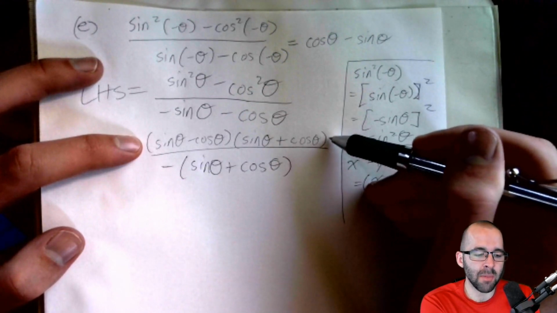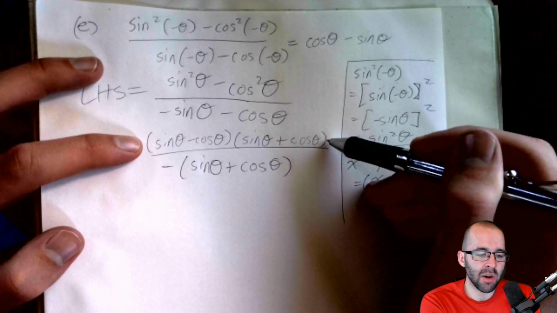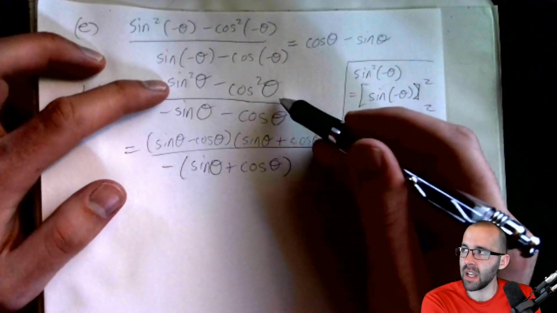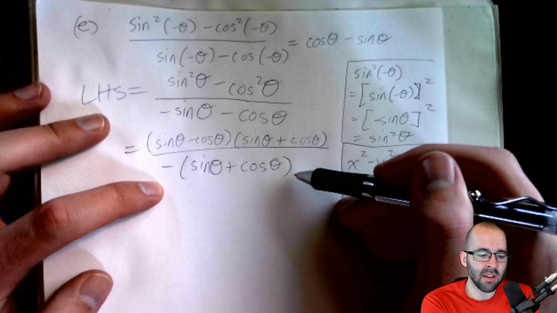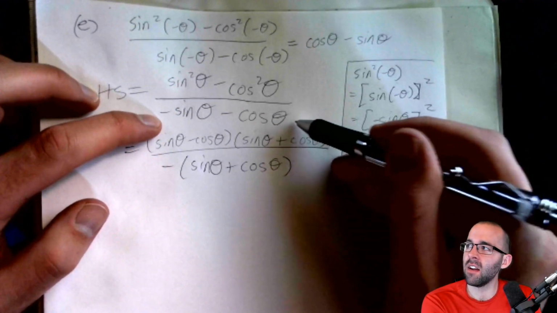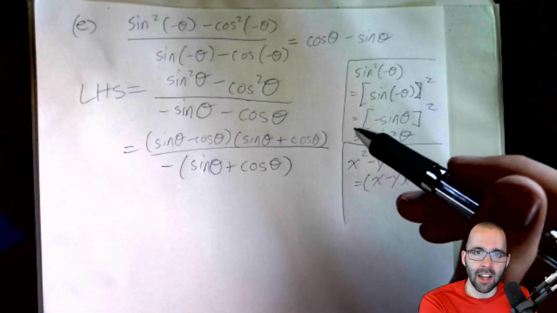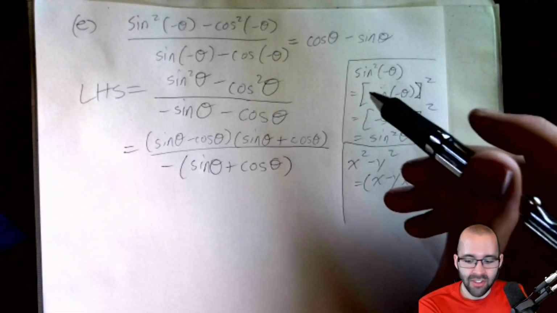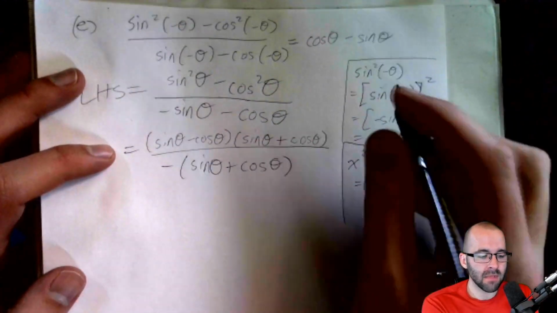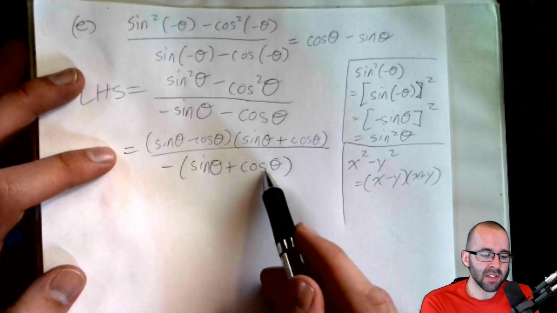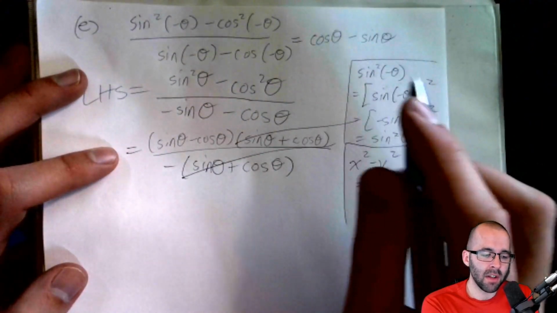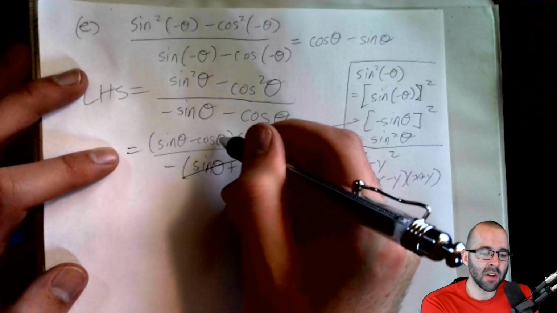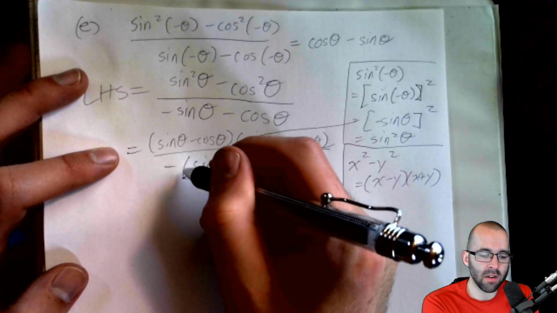Difference of squares. The top is going to equal sine squared minus cosine squared. That's what we had. The bottom, if we distributed the negative, we get negative sine minus cosine. That's what we wanted. It's a good way to check that you're factoring correctly. And now, sine theta plus cosine theta, we have one of these up here. Boom, boom. We're left with sine theta minus cosine theta divided by -1.